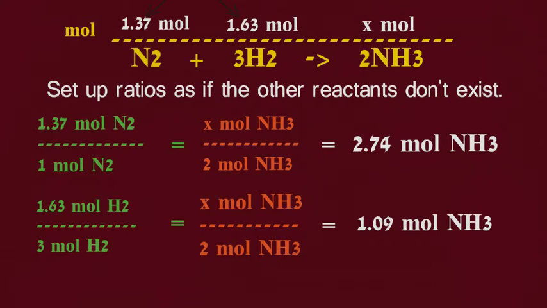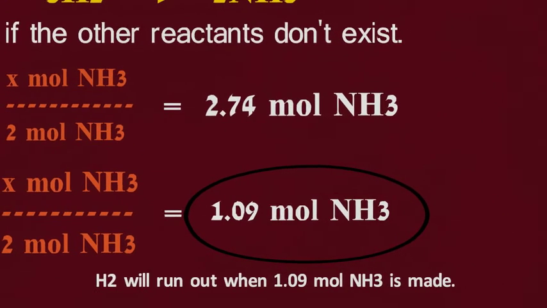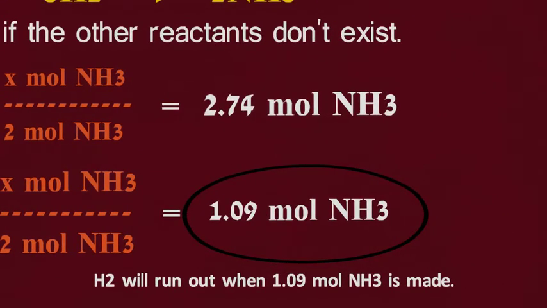So what this is telling us, as the reaction chugs along, the H2 gets used up when we make 1.09 moles NH3. So as soon as we made that much NH3, there's no more hydrogen left. It's gone. We've used it. That's the most that can be made. This is the truth. This is all that can be made. We can't make any more because the hydrogen is gone.